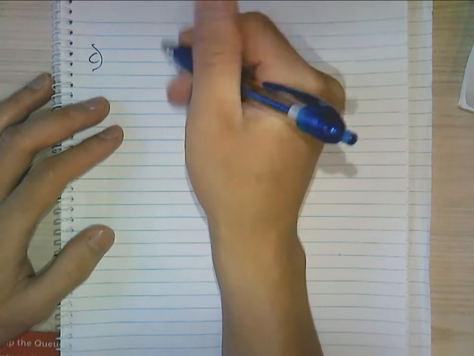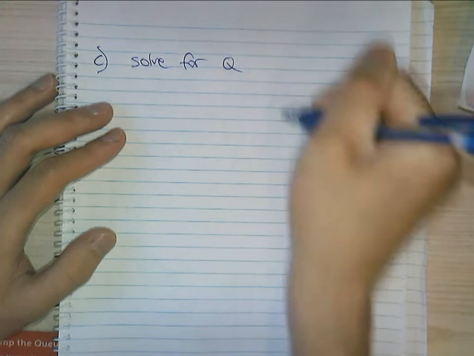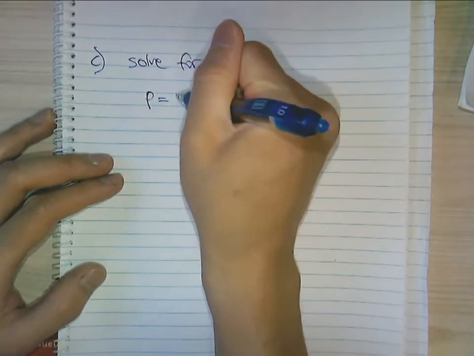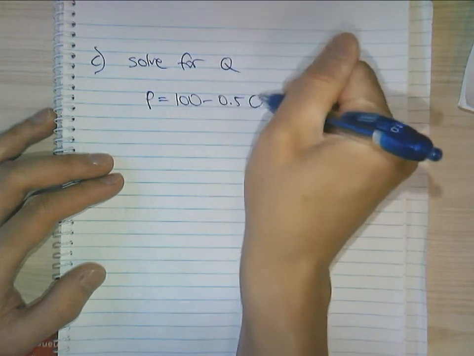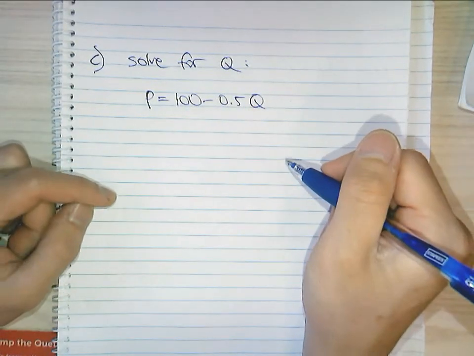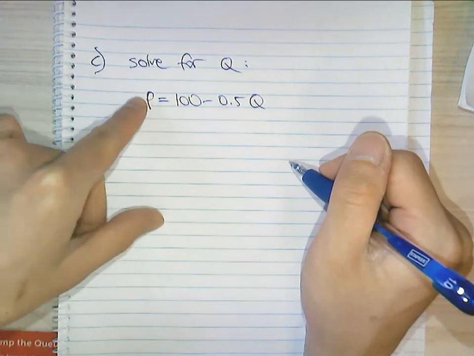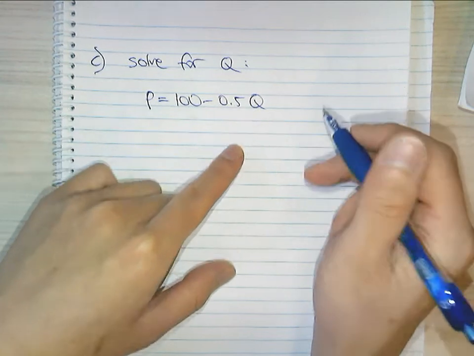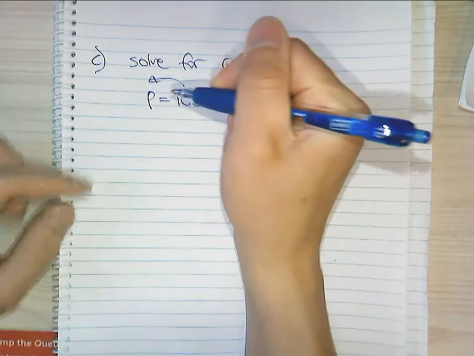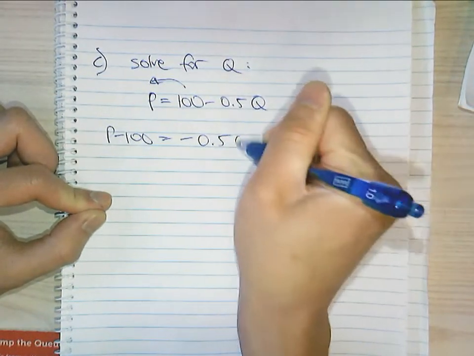So it says here, our job is to solve for Q, basically to get Q by itself, right? So we've got this function here, 100 minus 0.5Q, our demand function, and we want to get Q by itself. How do we do that? Again, we're going to move everything to the other side of the equal sign, leaving Q on its own. We start from the furthest out piece, that would be this 100. Let's bring it to the other side. So we've got P minus 100 is equal to negative 0.5Q.